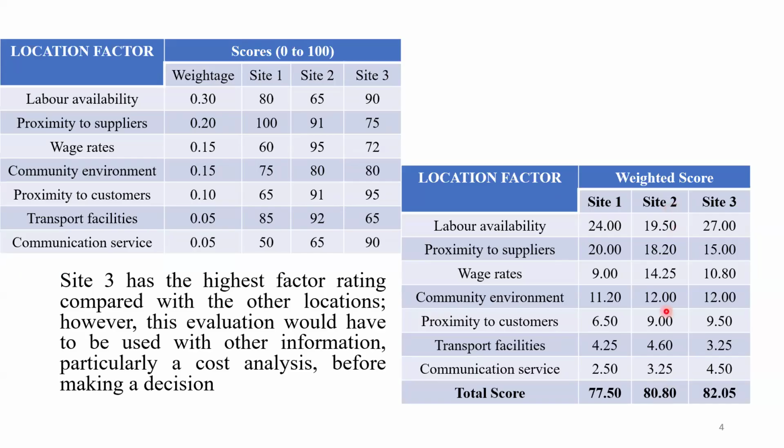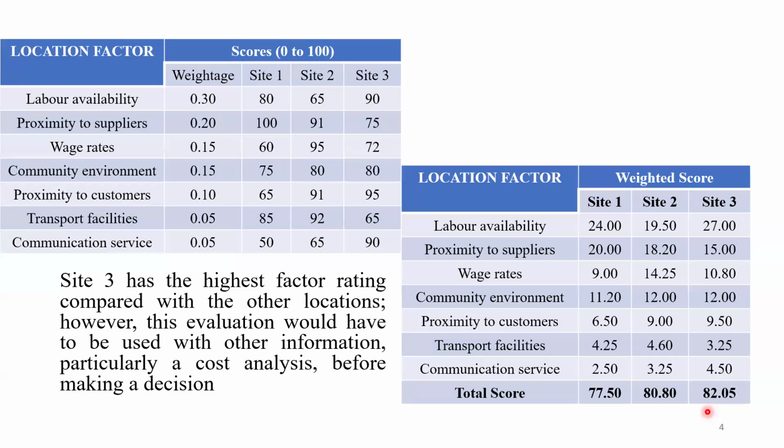For site 2, you have 80.80, and for site 3, you have 82.05. As is clearly visible, site 3 has more weightage and more availability, based on your requirements of labor availability, proximity to suppliers, wages, proximity to customers, and transportation facilities, so you go with site number 3 as the higher one. Obviously, I'll be choosing site number 3. This is a fundamental technique, as explained in the last class as well. Maximum, this gives approximately 65 to 70 percent of your result.